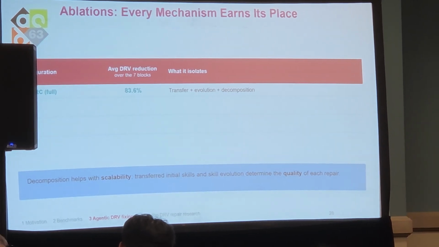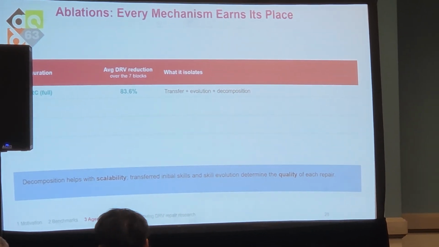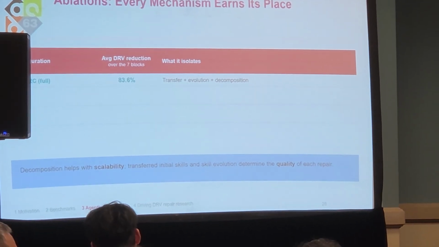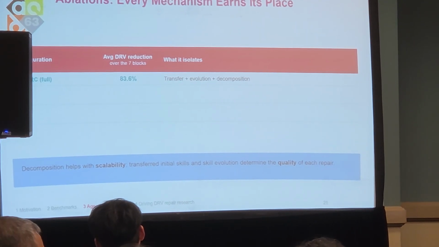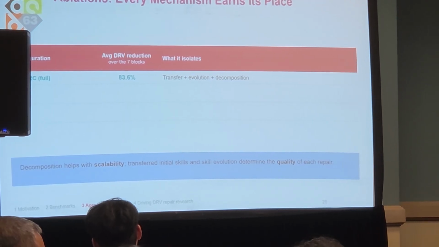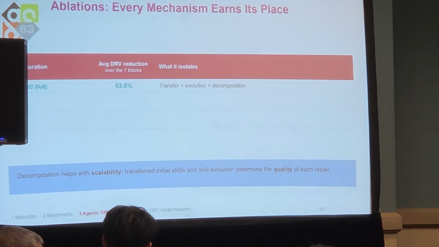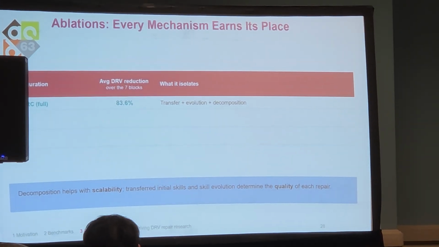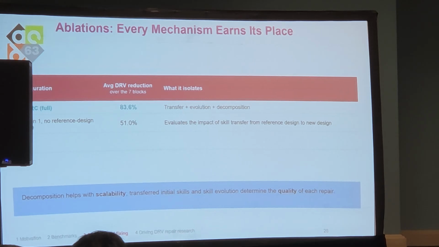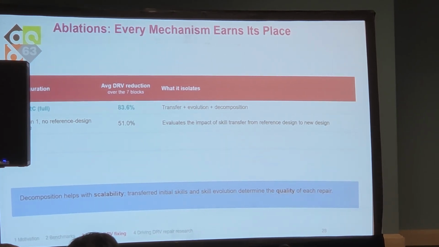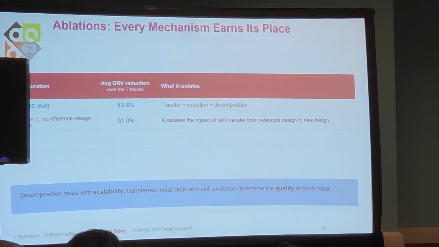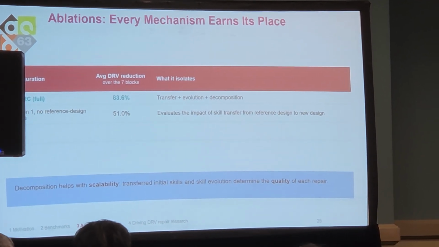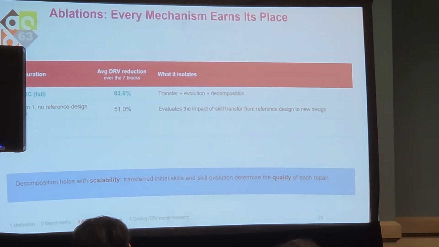So we also looked at a few ablations to see the impact of the skill evolution framework and the ability of transferring skills from one design to the other. So the first one here shows that on average we reduced DRV. This is full EVO DRC. We reduced the number of DRCs by 83.6% compared to the initial starting point. So the first ablation that we did is no reference design skill file, which means there is no starting skill file that we learned from the reference design. And in that case, performance dropped significantly to only 51%.